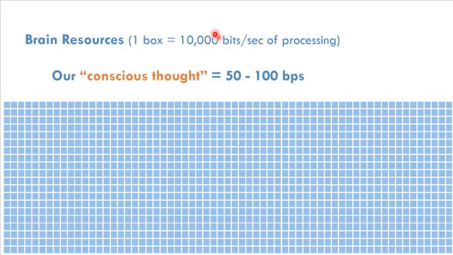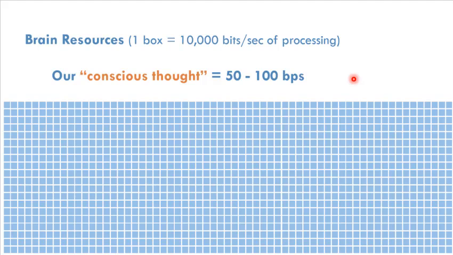What happens is that when we look at our conscious thought, out of that 11 trillion bits of data per second, your conscious thought, what you can actually focus on at any given time, is anywhere between 50 to 100 bits per second. That's not a lot.